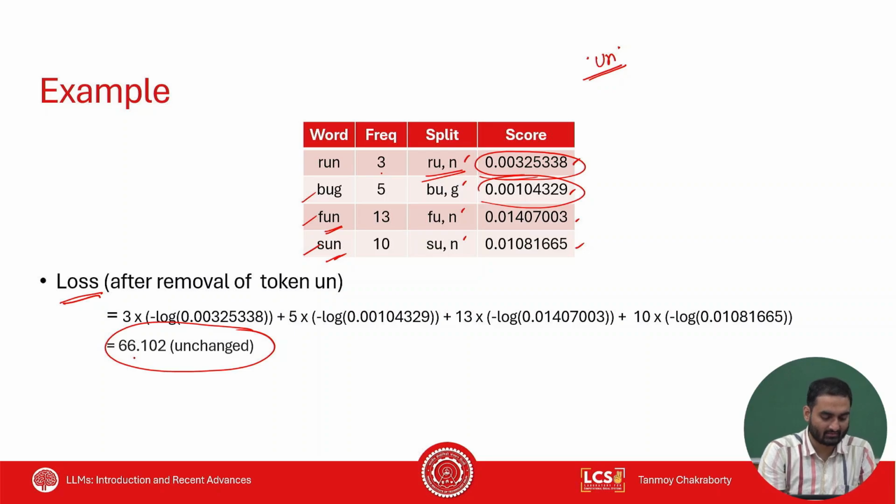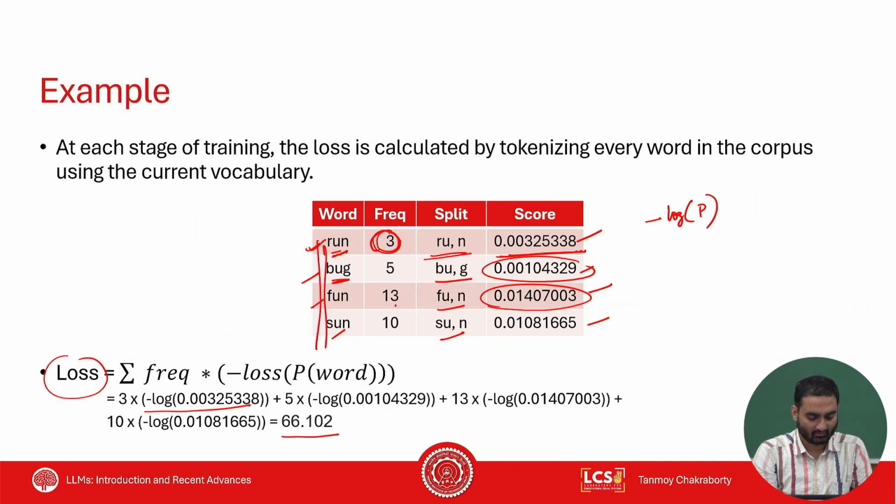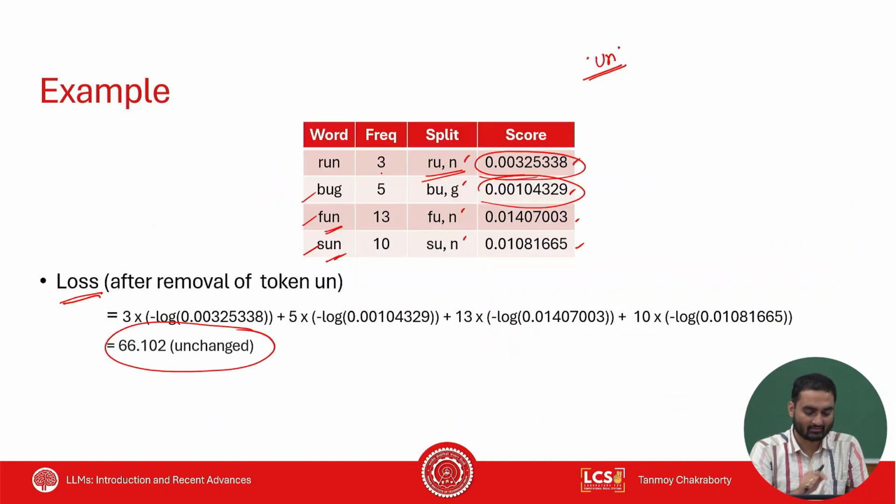Now remember this number, 66.102. Earlier it was also 66.102 when the token UN was present in the vocabulary. After removing it, it is still 66.102, meaning removal of the token UN doesn't affect the log loss at all. So I can safely remove this token from the vocabulary.